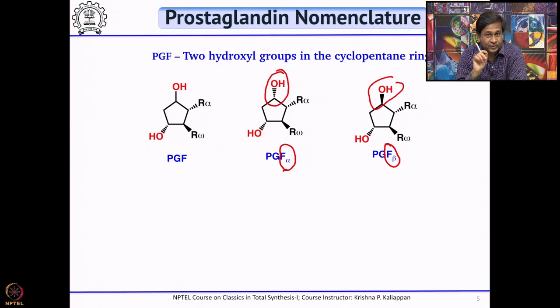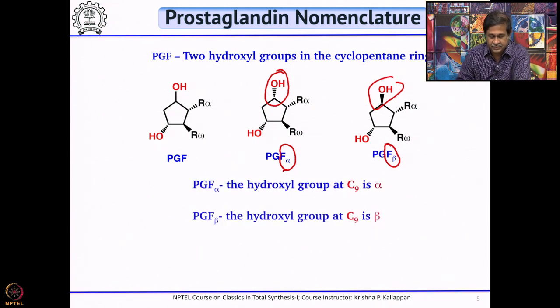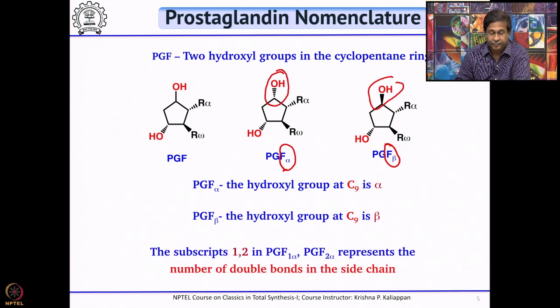Then you also see PGF1 alpha, PGF2 alpha. What do 1 and 2 mean? You have two side chains, and it depends on the number of double bonds present in the side chains. If they write 2 alpha, that means the side chains have two double bonds.